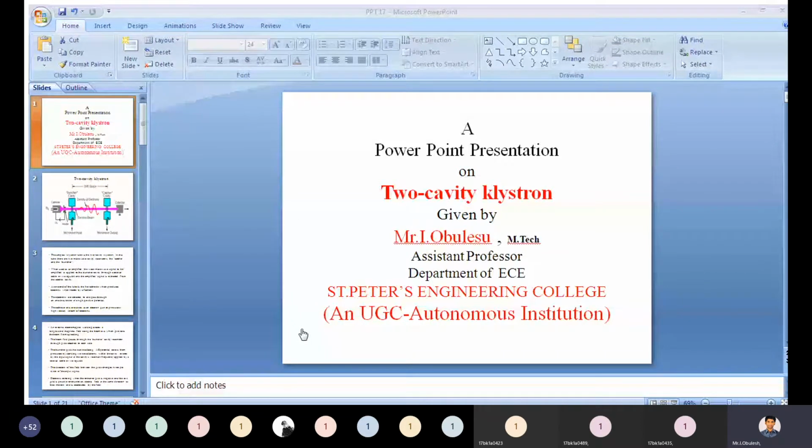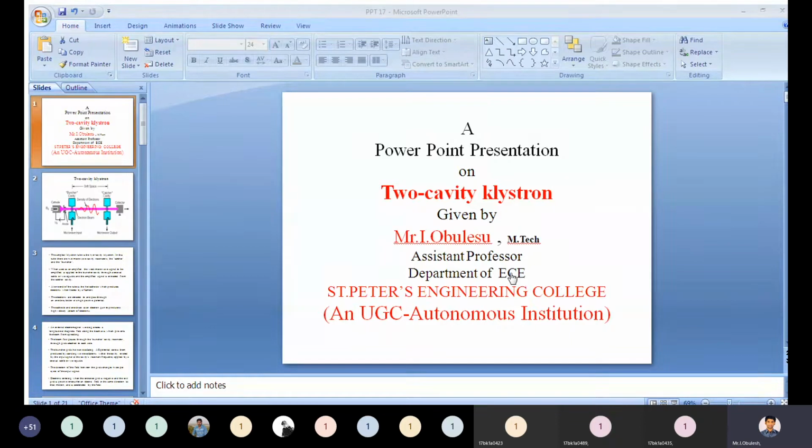And the amplified signal is extracted from the catcher cavity resonator. From this only you need to extract it.